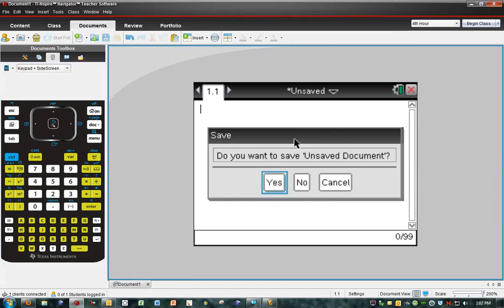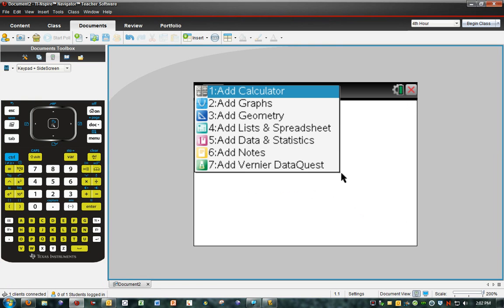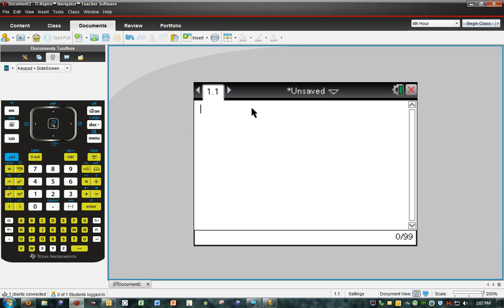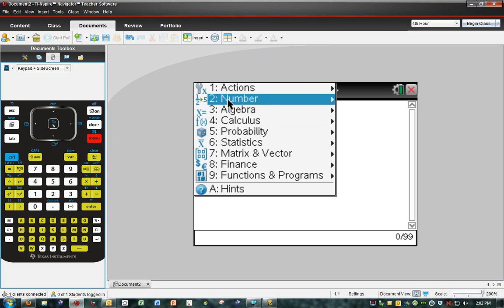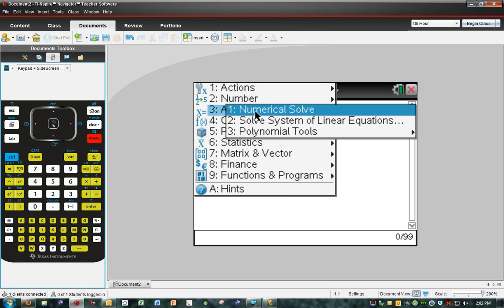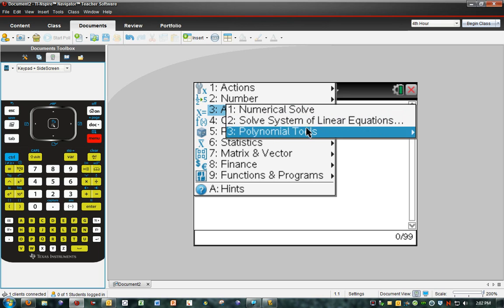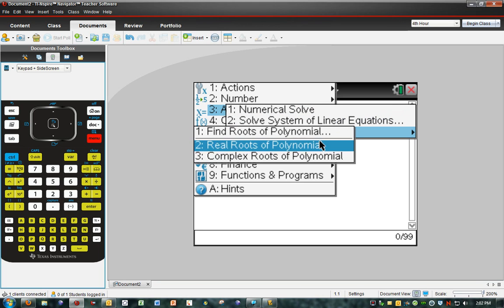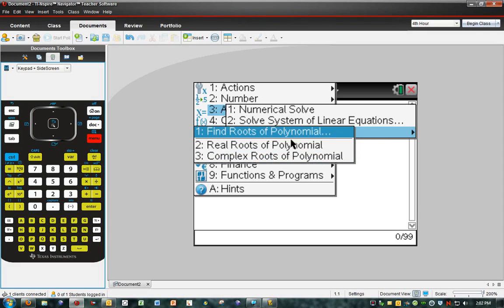So what I would like you to do is open up by starting a new document. Don't save anything because you don't need to save anything, and add a calculator. Now, we are doing algebra, so let's go over to our menu and find the algebra menu. And there are three things: numerical solve, a system of equations, and then finding roots of polynomials.